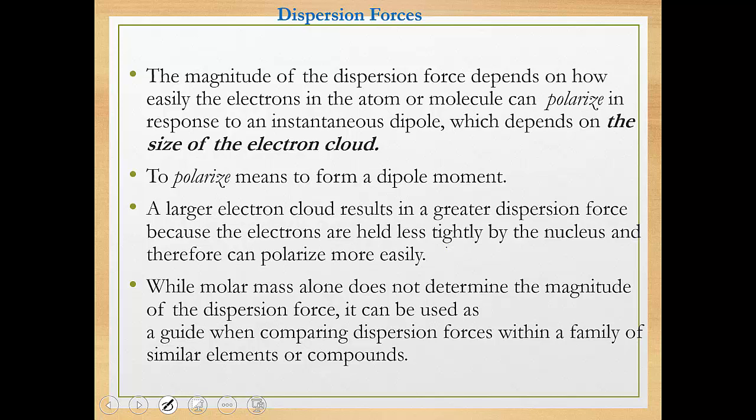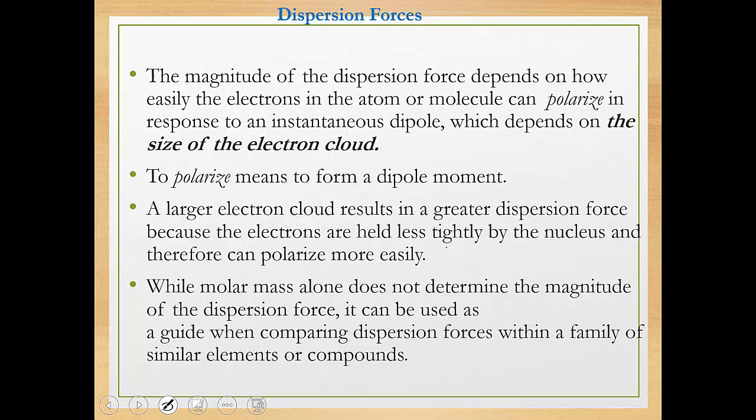If you've got a very large electron cloud, then you're going to get greater dispersion forces because the electrons are not being held as tightly by the nucleus. They're further away and they're not seeing as much pull from the positive charge in the nucleus of the atom. And so those can be polarized a little bit more easily.